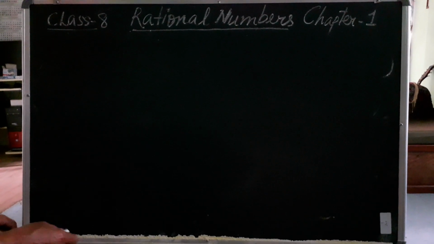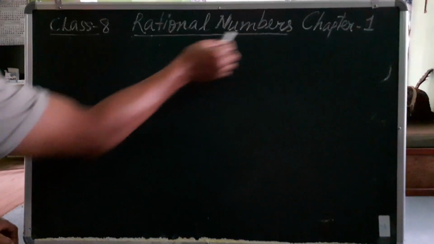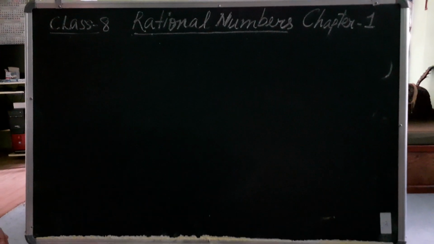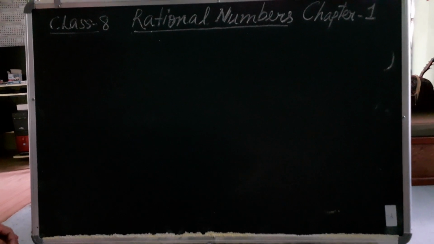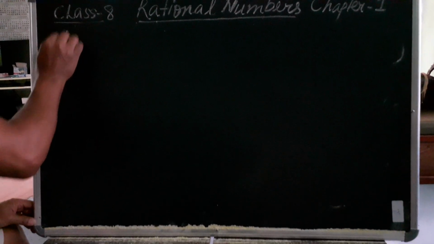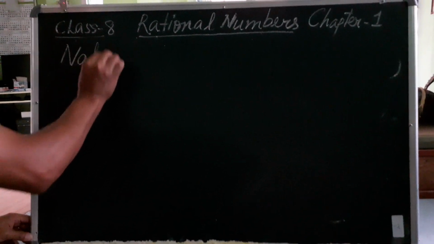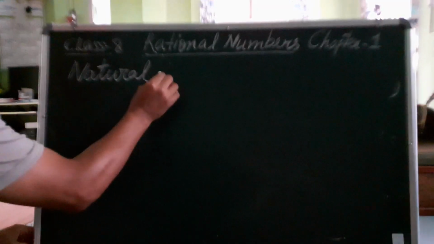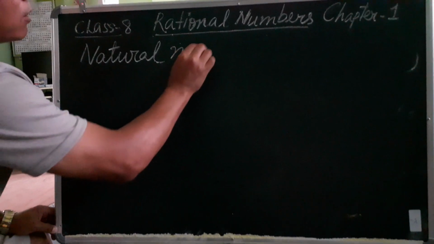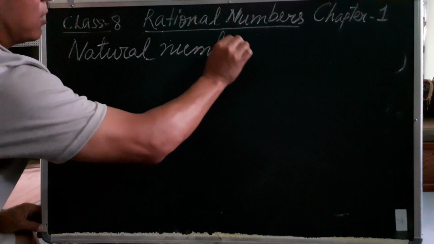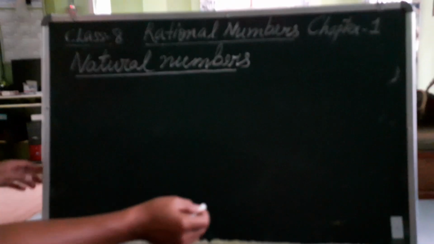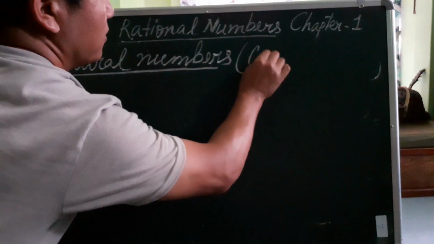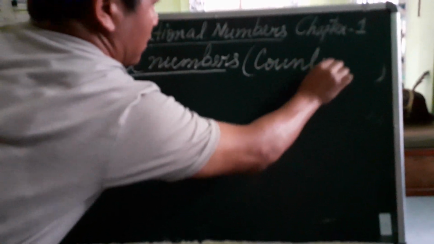Now we are going to discuss rational numbers. Before going to rational numbers, let us see the types of numbers. Number one, natural numbers. What are natural numbers? Natural numbers, they are counting numbers.